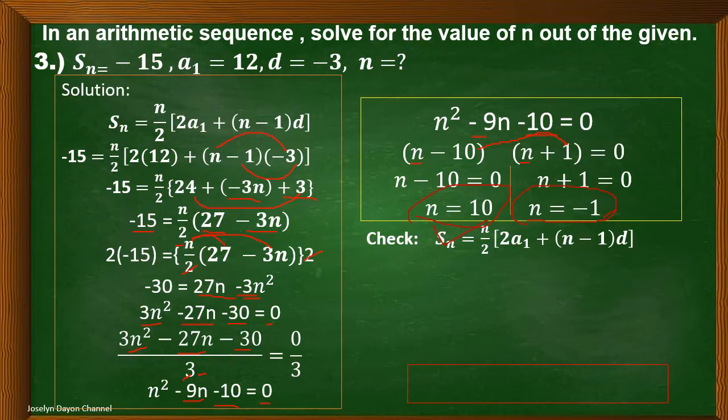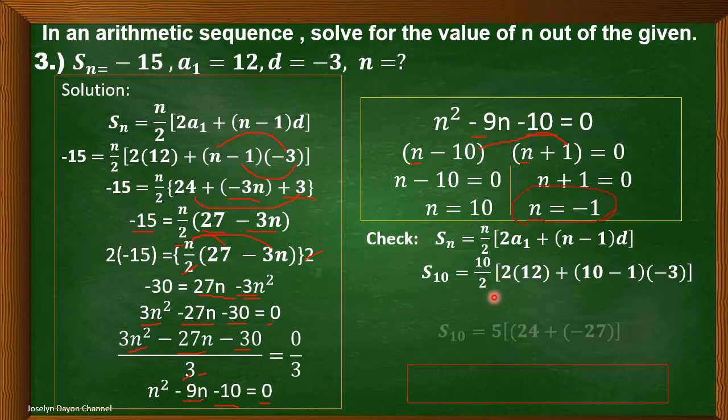So we have to check. We have to make use of the sum of the first n terms formula. Okay, so we have here S sub n is equal to n over 2 times quantity of 2 a sub 1 plus quantity of n minus 1 times d. This time we have to check where n is equal to 10. So 10 divided by 2, then 2 times the value of the first term, which is 12, plus n, which is 10, minus 1 times negative 3.